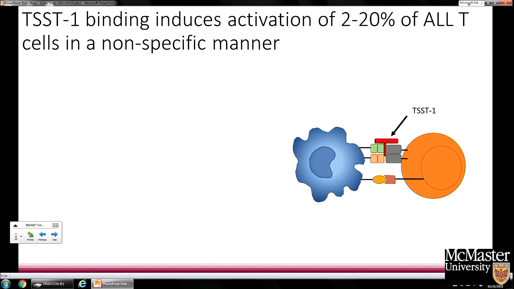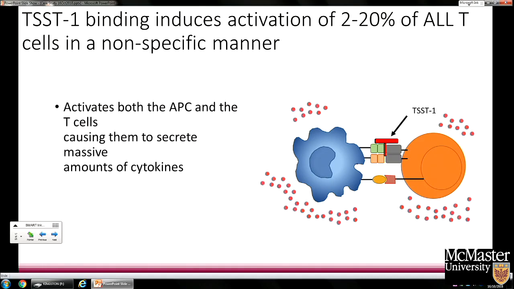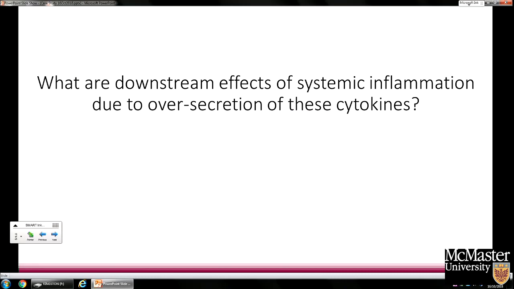So if you're getting this nonspecific activation of 20% of your T cells instead of 1 in 10,000 of your T cells, what are some of the consequences you can get from that? This activation leads to both the APC and the T cell generating massive amounts of cytokine secretion. But what are some of the downstream effects of systemic inflammation due to oversecretion of these pro-inflammatory cytokines?